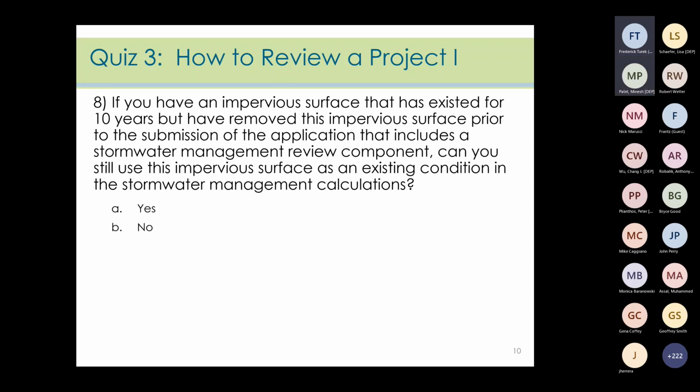Question 8, if you have an impervious surface that has existed for 10 years, but have removed this impervious surface prior to the submission of the application that includes a stormwater management review component, can you still use this impervious surface as an existing condition in the stormwater management calculations? And the answer to that is B, no.